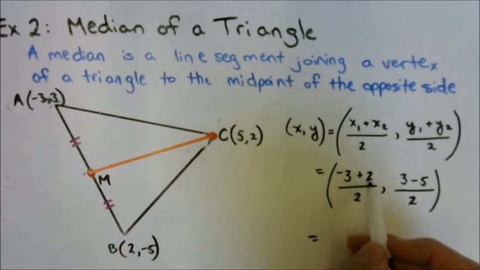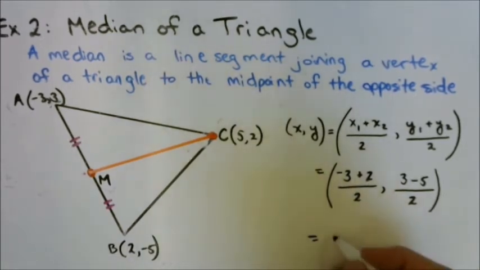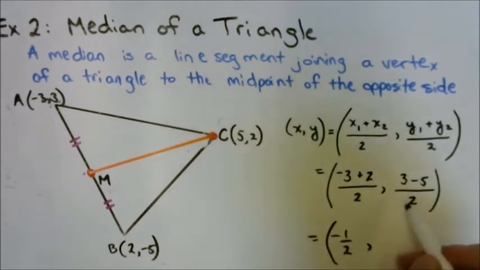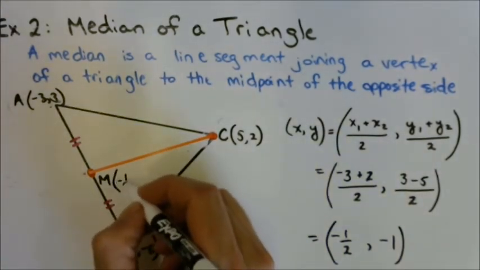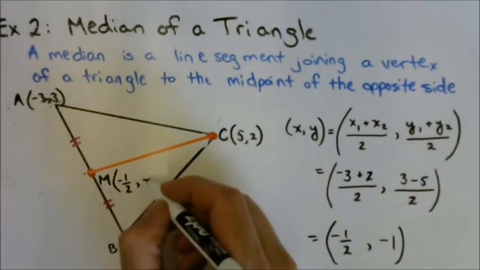Negative 3 plus 2 is negative 1, divided by 2 is negative 1/2 in the x-coordinate. And the y-coordinate is 3 minus 5, that's negative 2, over 2, that reduces to negative 1. So there we have the coordinates of the midpoint. I'll add those to my diagram so that we can keep track of all of our information here.